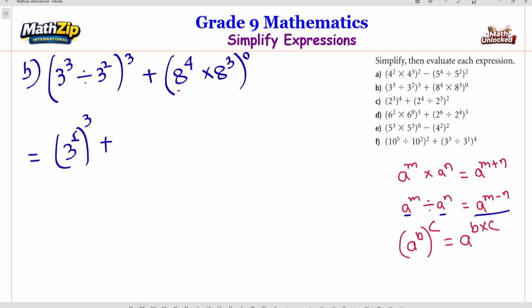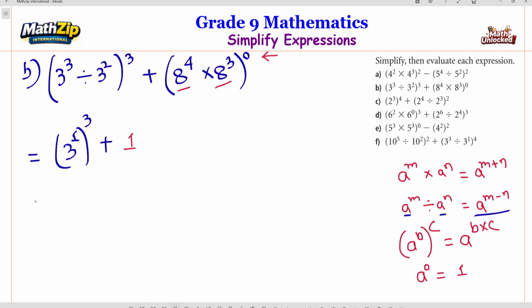Here is 8 to the power 4 times 8 to the power 3, but the more interesting thing is the power is 0. If the power is 0, the result will be 1. So no need for any calculation inside, we can directly write 1.